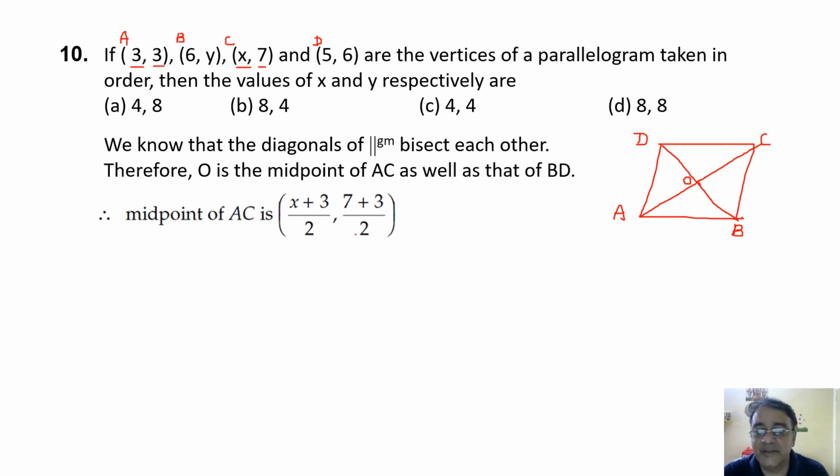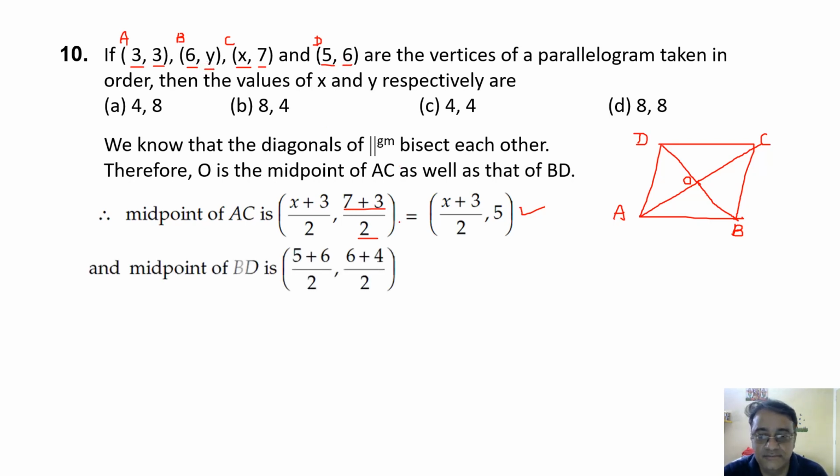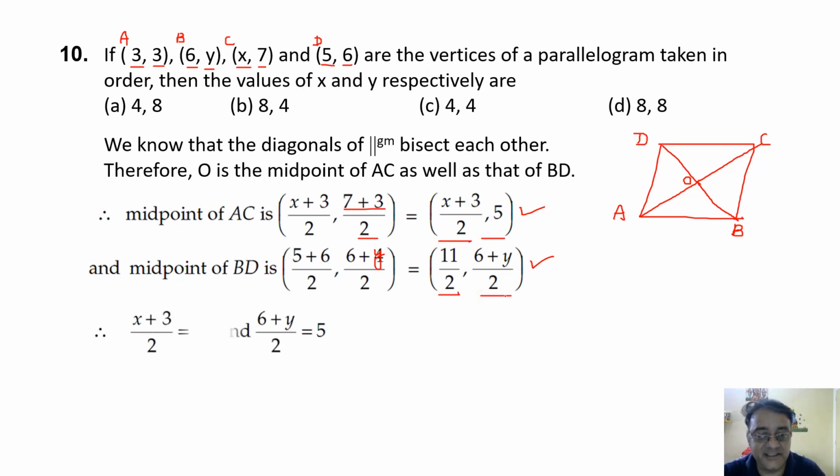So we are getting (x plus 3) by 2, and this is 5. This is the midpoint of AC. Now the midpoint of BD: (5 plus 6) by 2 and (6 plus y) by 2, right? Oh, this is y. So we are getting 11 by 2 and (6 plus y) by 2. This is clear? Yes, sir. Okay. Now the midpoints of both are the same. So we will equate these two and these two.